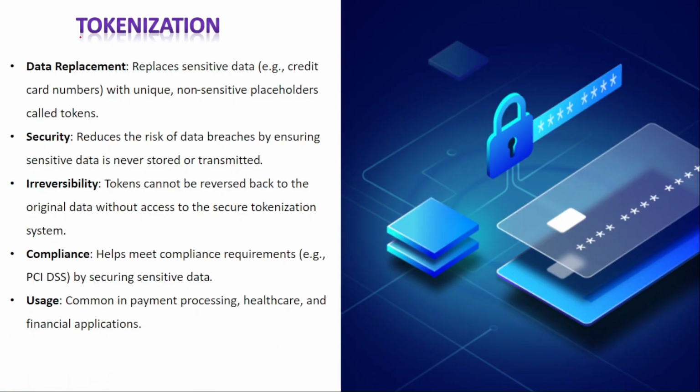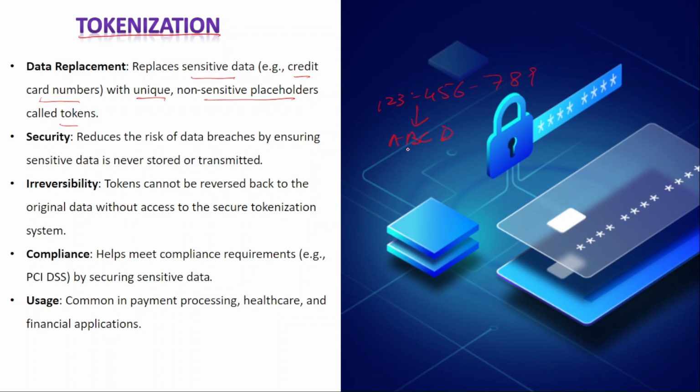Another topic of obfuscation is tokenization. Tokenization is data replacement. It replaces sensitive data, for example credit card numbers, with unique non-sensitive placeholders called tokens. Let's suppose your credit card number is 123456789. It can be replaced with a token that is something like ABCD. So this is how tokenization works.